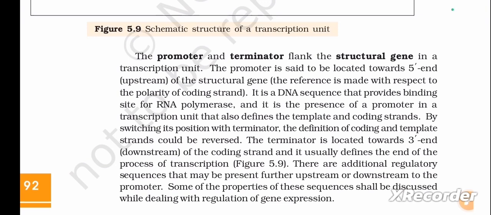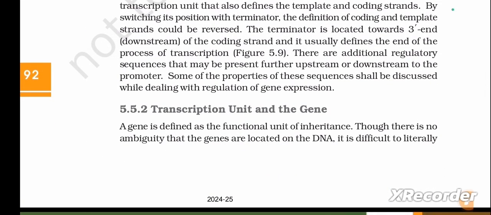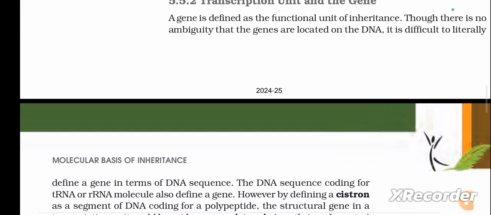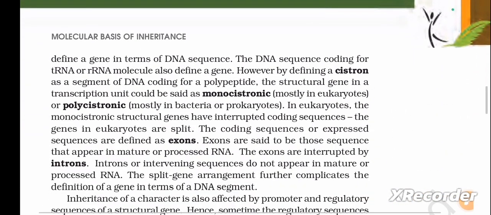There are additional regulatory sequences that may be present further upstream or downstream to the promoter. Some of the properties of these sequences shall be discussed while dealing with regulation of gene expression. Next is transcription unit and the gene. A gene is defined as a functional unit of inheritance. Though there is no ambiguity that the genes are located on the DNA, it is difficult to literally define a gene in terms of DNA sequence. The DNA sequence coding for tRNA or rRNA molecule also define a gene.